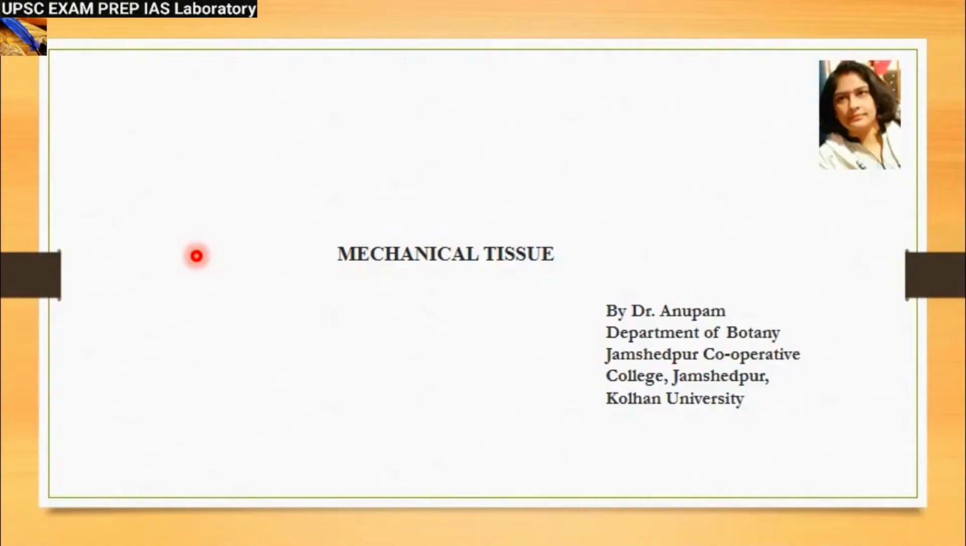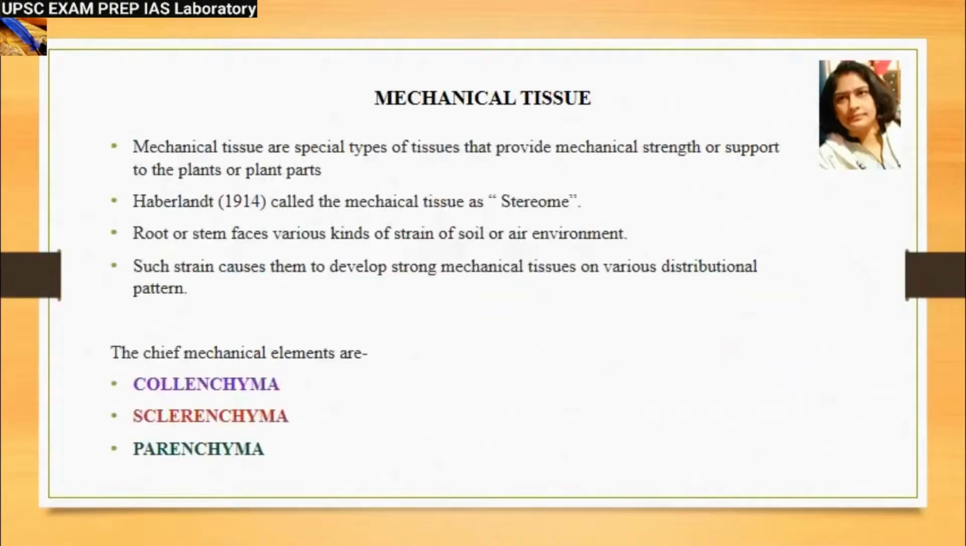Today I am going to discuss mechanical tissue. Mechanical tissues are special types of tissues that provide mechanical strength or support to the plants or plant parts. It means they are concerned with providing mechanical strength, rigidity and hardness to the plant body or a particular plant organ.